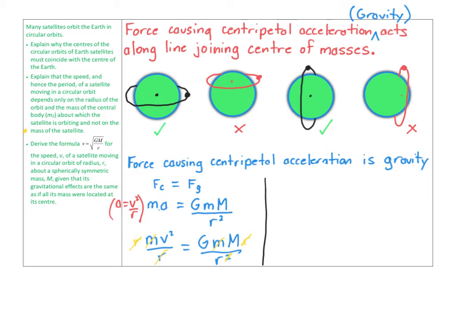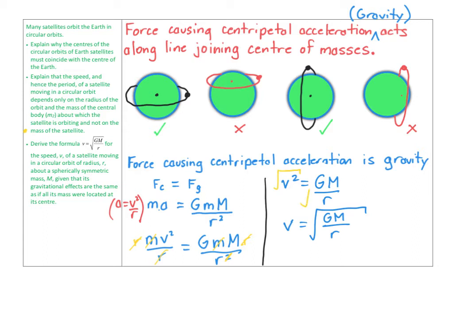So I think you guys are all pretty strong on algebra. That's why you're doing year 12 physics. So that simplifies to v squared equals GM on r. Or if we want to get v on its own, we've basically got to take the square root of both sides, which leaves us with v equals the square root of GM on r.